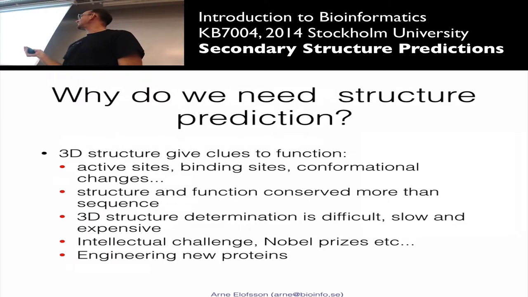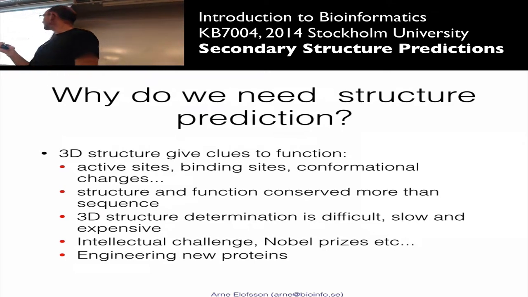There is an idea that structure and function are more conserved than sequence. So if you have a structure, it's easy to find homology and function similarity. That is probably true, that the structure is more conserved. But on the other hand, it's not always the case, because structure can also change quite rapidly. We have single point mutations that make a protein unfold.